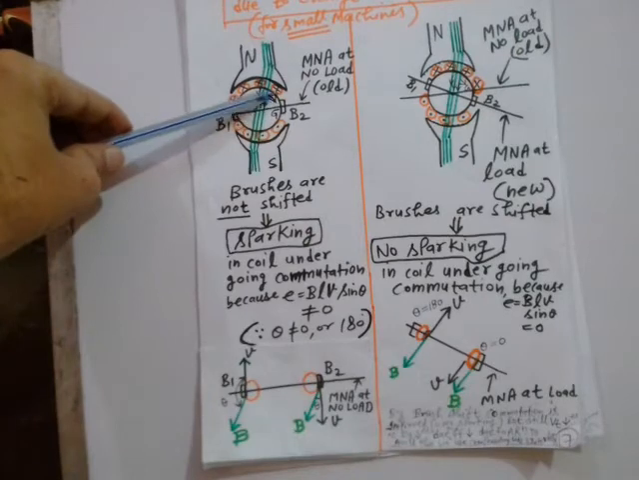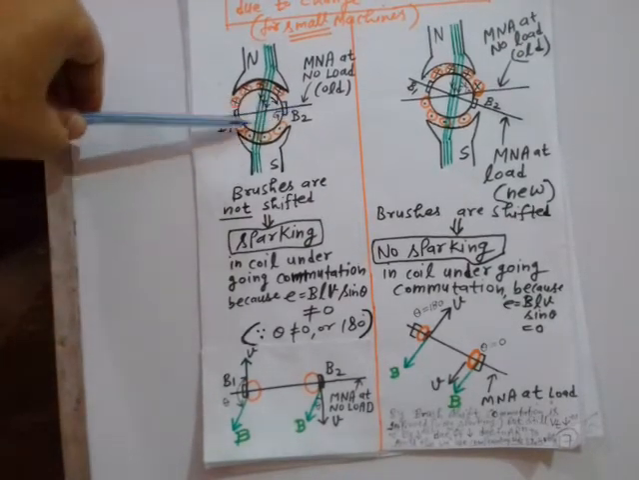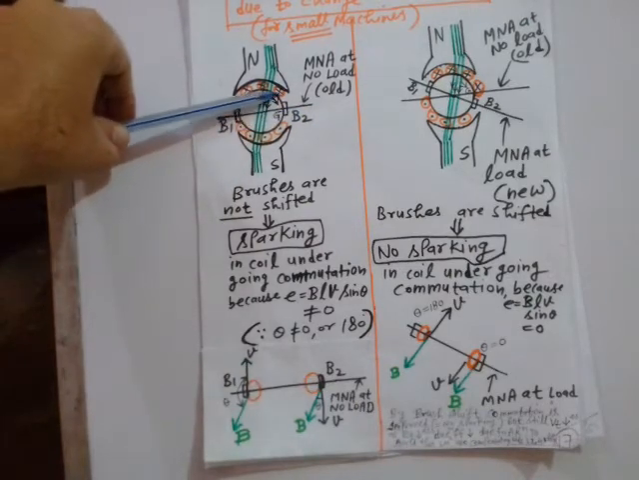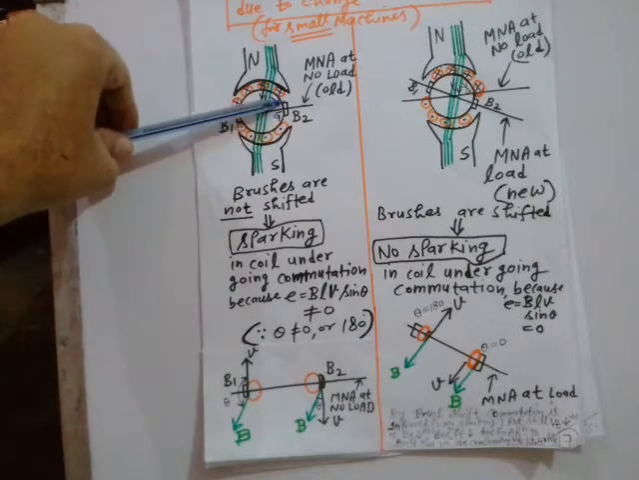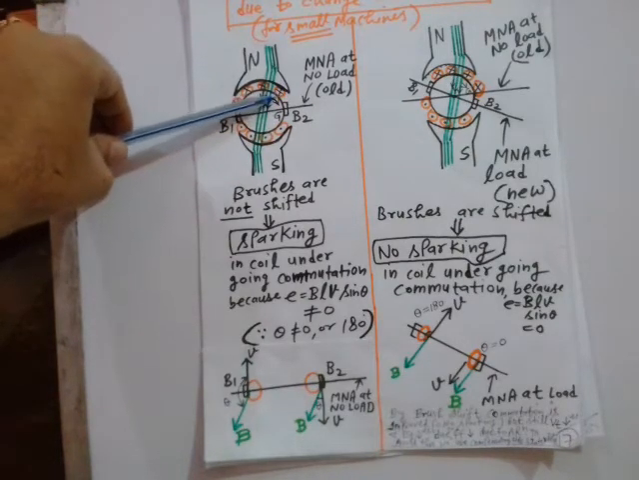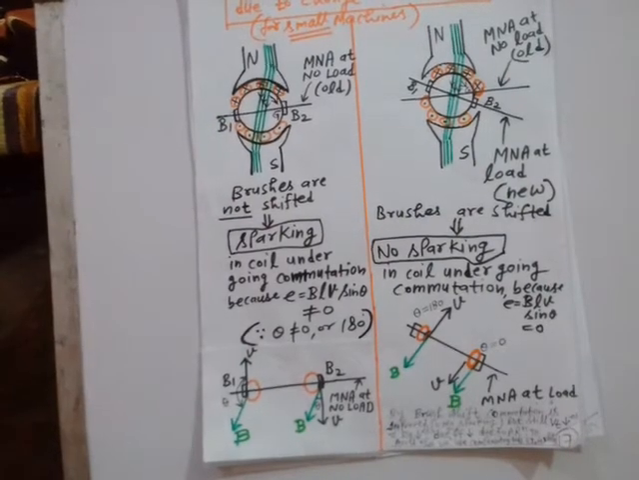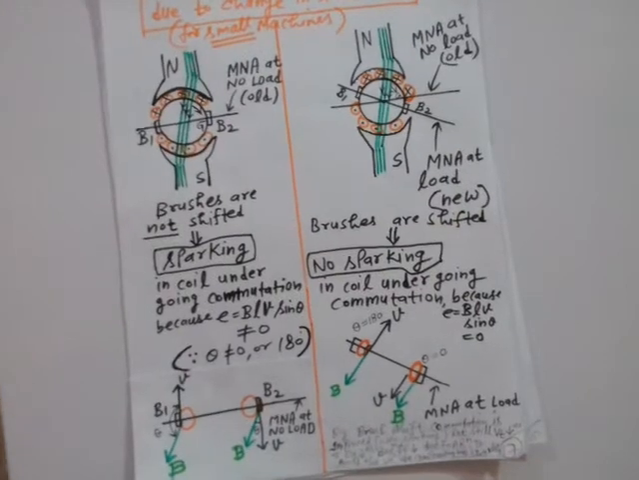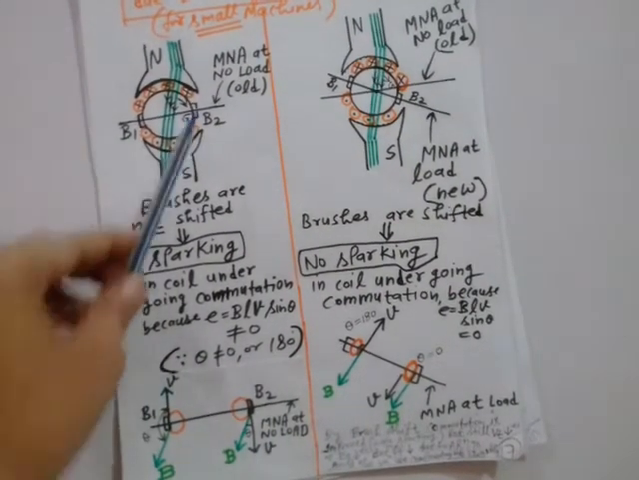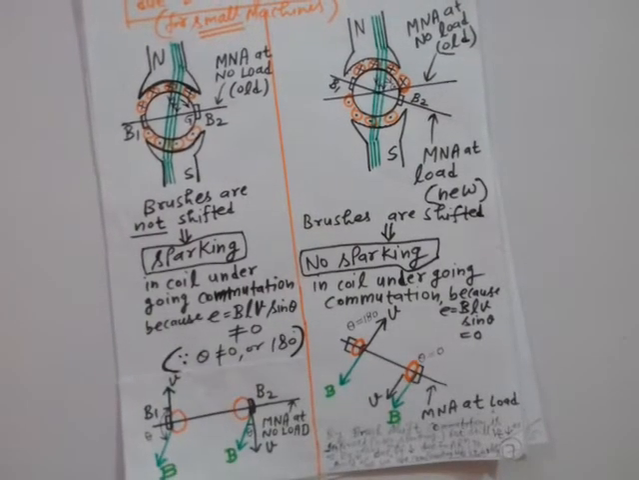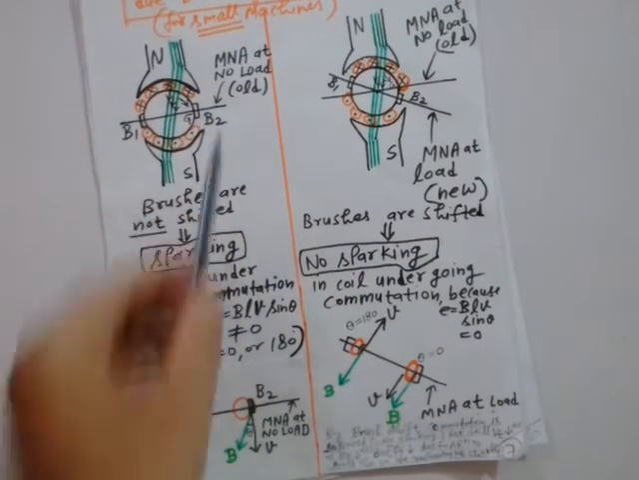So now when it will go and cross this old MNA, and when it will go under the commutation process, then it will be shorted by this brush width. Again this coil will give sparking because it is having a non-zero value of rotational voltage. So you understand now? Sparking will definitely occur if you do not shift these brushes B1 and B2.